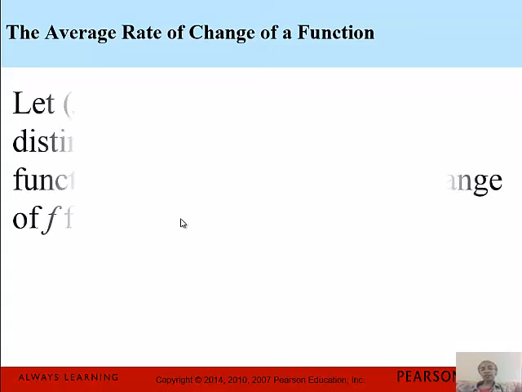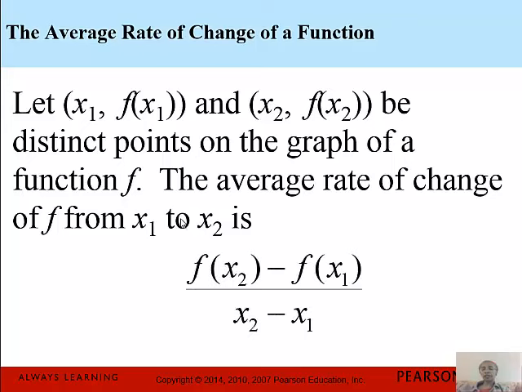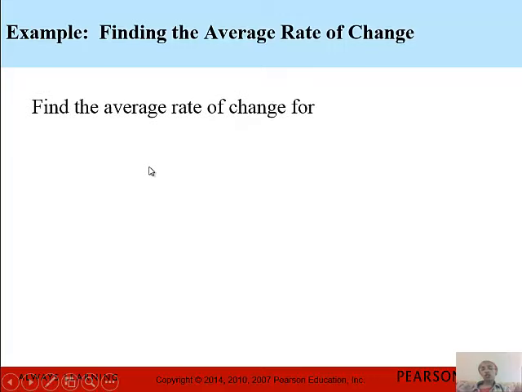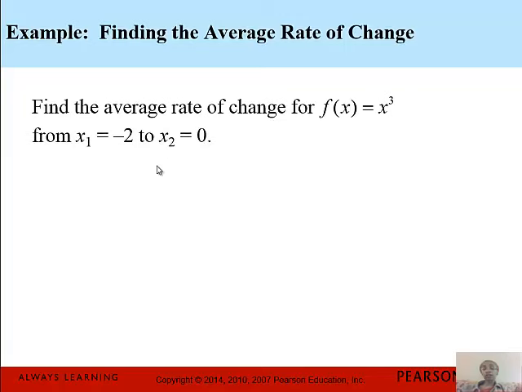Let's look at the average rate of change of a function. Let (x1, f(x1)) and (x2, f(x2)) be distinct points on the graph of a function f. The average rate of change of f from x1 to x2 is f(x2) minus f(x1) over x2 minus x1. So let's use this concept to find the average rate of change for f(x) = x cubed, from x1 = -2 to x2 = 0.